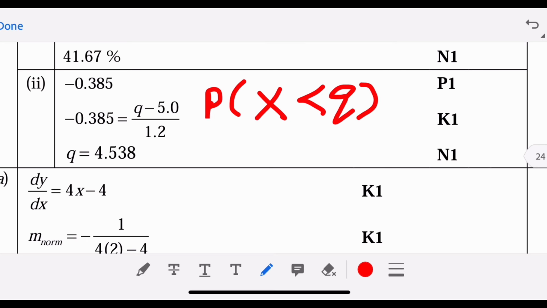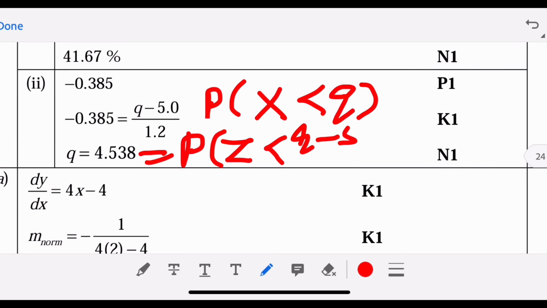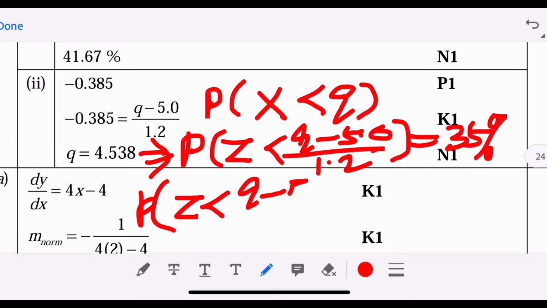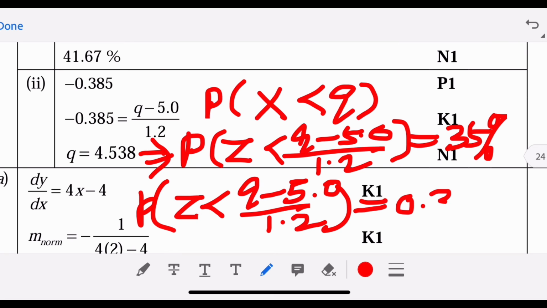The probability for the X less than Q first. You have to write probability. And then after that, you convert to z-score, Q minus 5.0 over 1.2. And this probability is equal to 35%, right? So is equal to 35%. Percent means 0.35. So you must use your buku sifir, or you can use your calculator, right? You find the inverse from 0.35, okay, and then you equate them.